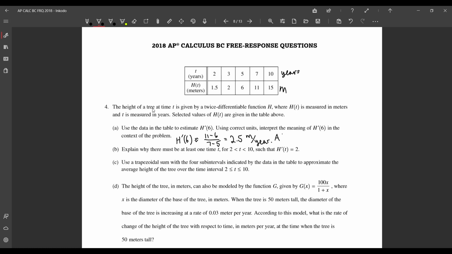So at 6 years, the height is increasing at 2.5 meters per year. Okay.